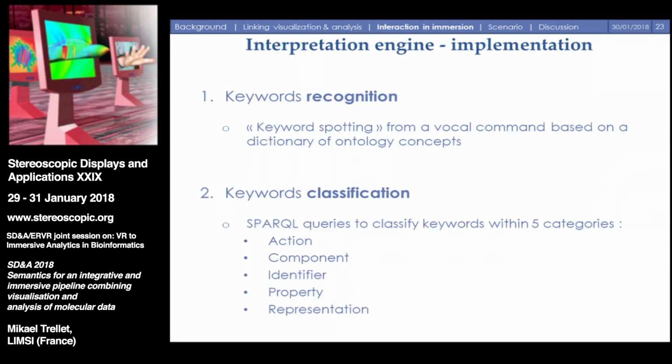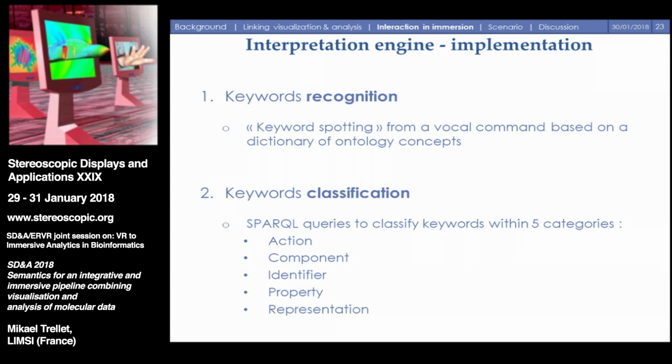So how has this interpretation engine been developed? It's split into 3 main steps. First, keyword recognition. We use a simple keyword spotting algorithm that basically recognizes keywords from a vocal command. It tries to match any keywords to the ontology we have and gives us back the answer.